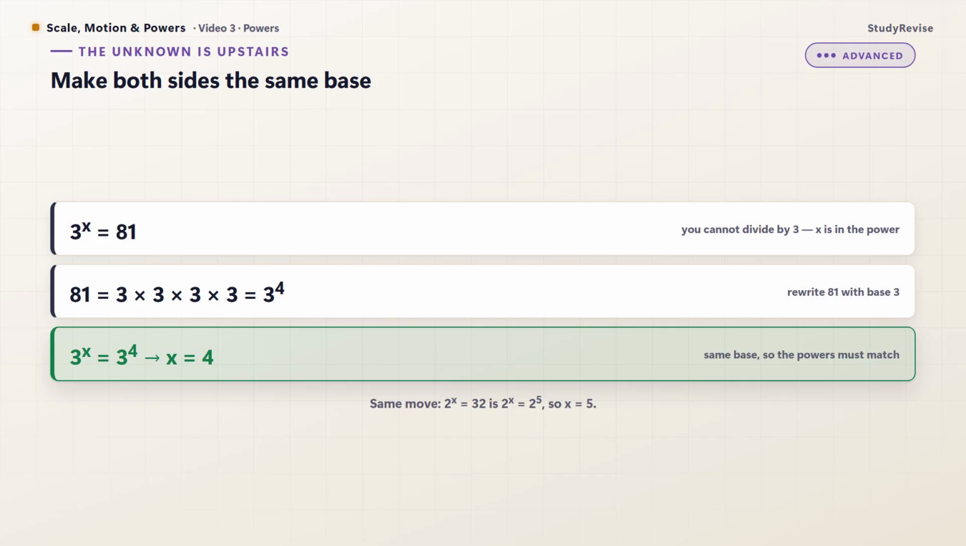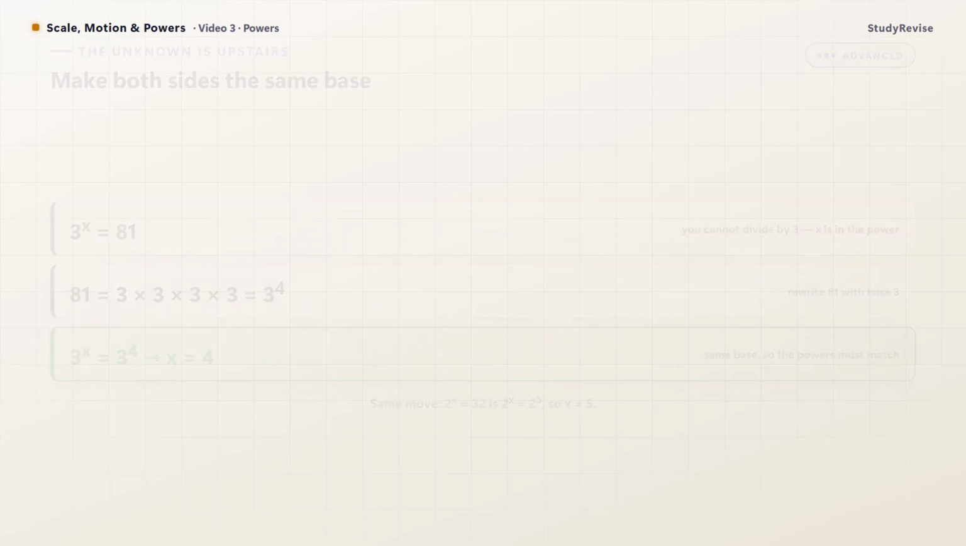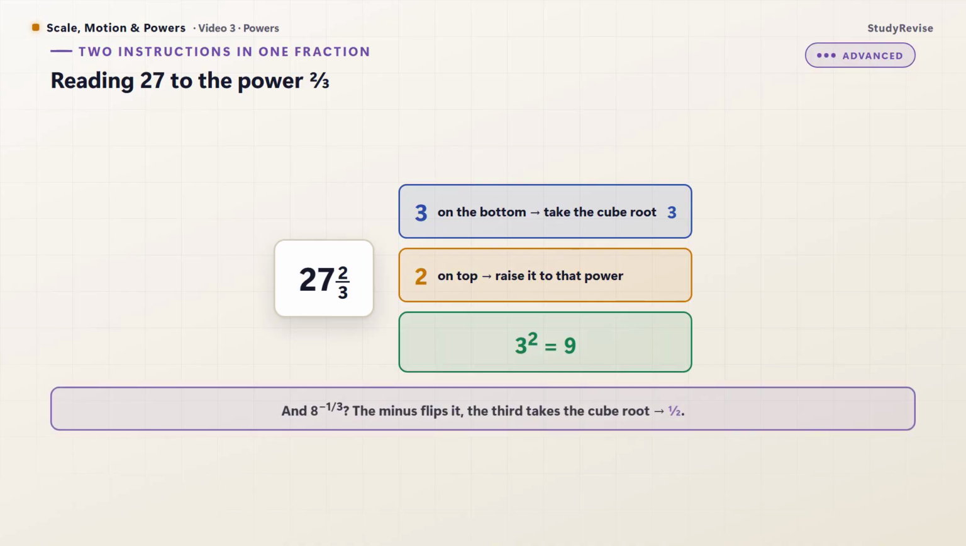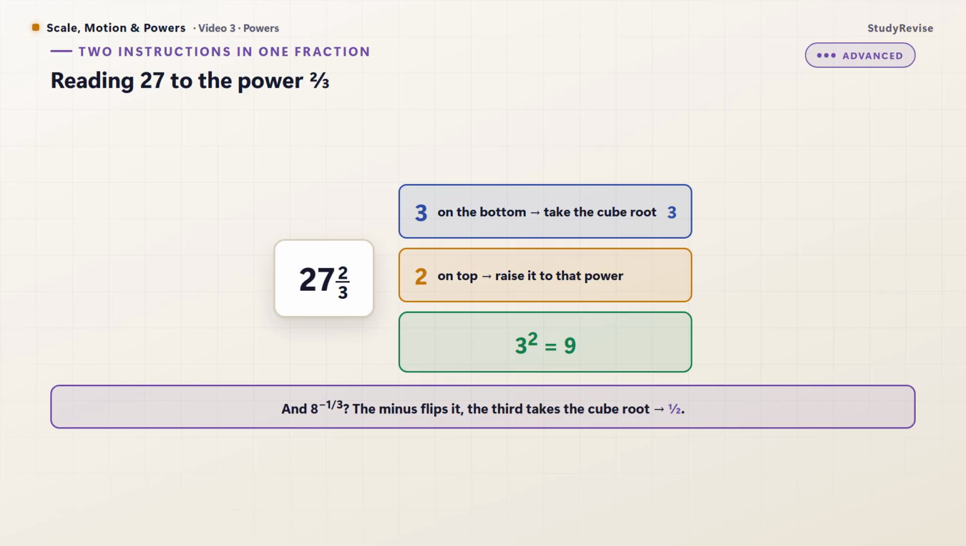Same again. 2 to the x equals 32. 32 is 2 to the 5th, so x is 5. And this is where fractional powers pay off. 27 to the power 2/3. Read the fraction as 2 instructions. The bottom 3 says take the cube root. The top 2 says square it. Cube root of 27 is 3.